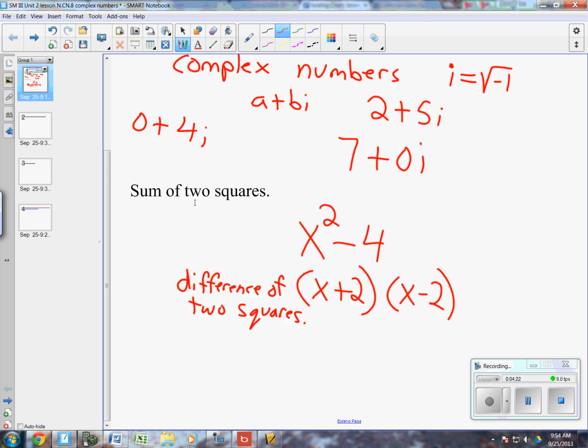Anytime you have a minus sign in the middle, and your first term is a perfect square, which x squared is, because x times x is x squared, and 4 is a perfect square, 2 times 2 is 4, then it factors to be x plus 2, x minus 2. I want everybody to take a minute and multiply x plus 2 times x minus 2. Multiply it out so you can see why it's x squared minus 4. Go ahead.